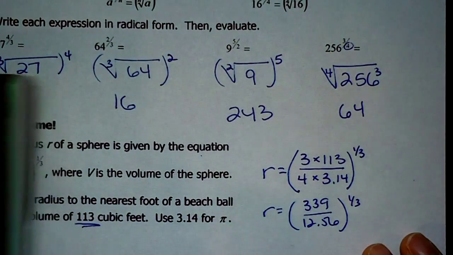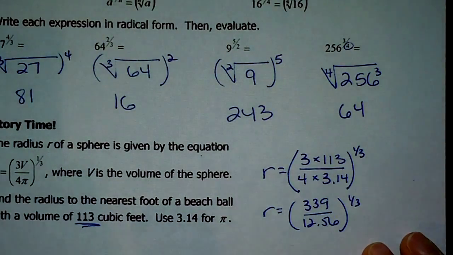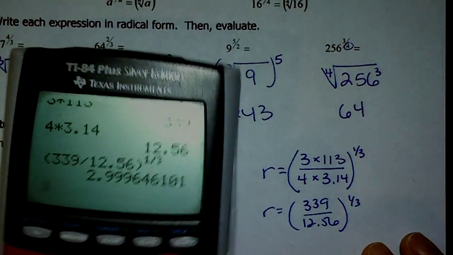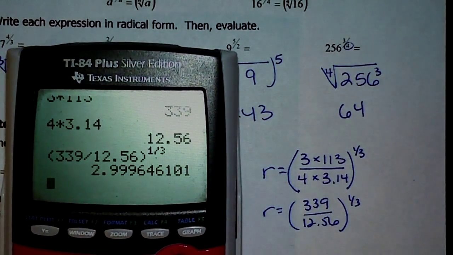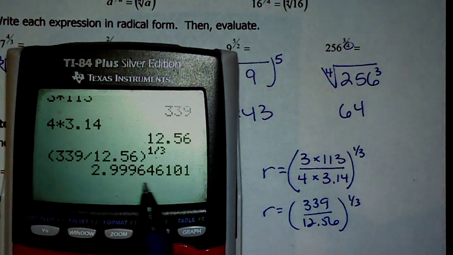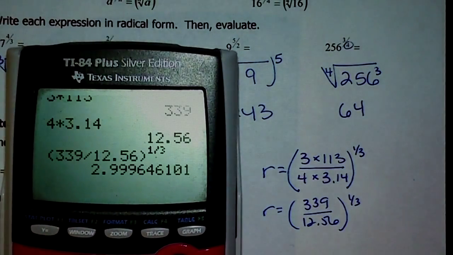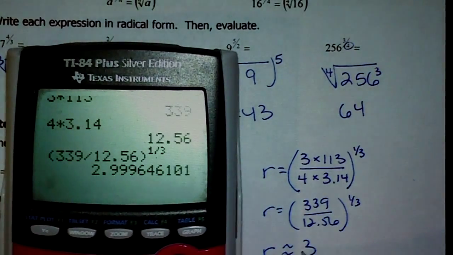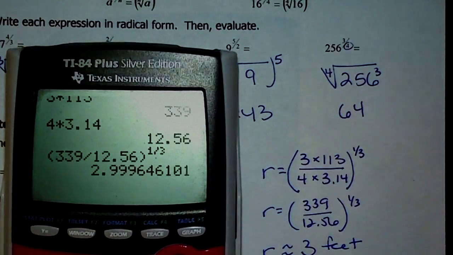And I think, did I ask you to round to a certain place? I just asked you to find the radius to the nearest foot. Yeah, so I'm looking for a whole number here. So if you have 2.99999, I'm guessing that's closer to 3. So we're going to say the radius is about 3 feet. You are all done.